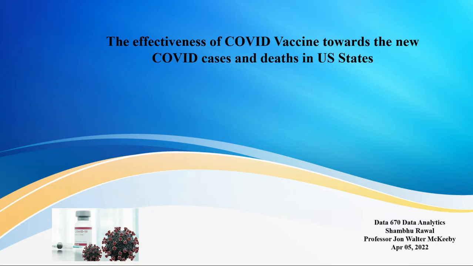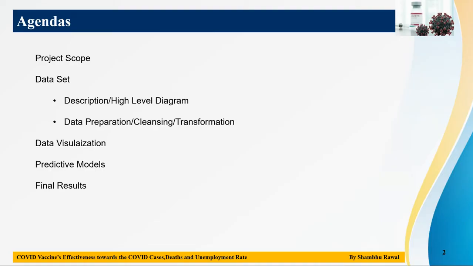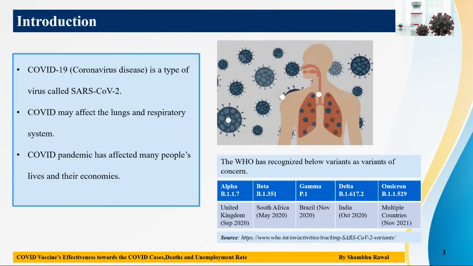Today I'm going to share my project, the effectiveness of COVID vaccine towards the new COVID cases and deaths in US states. This is the final presentation for the Data 670 Data Analytics UMGC course, spring semester. My main agendas for this presentation are project scope, data set description, high level diagram, data presentation, cleansing, transformation, data visualization, predictive models, and final results.